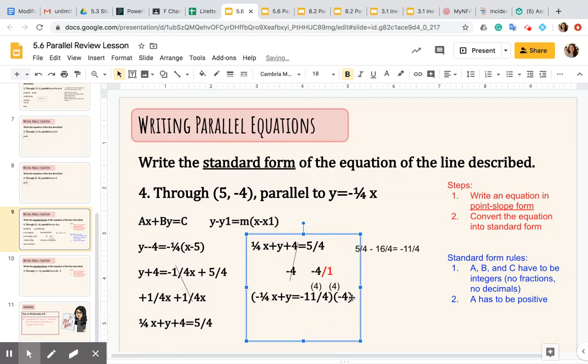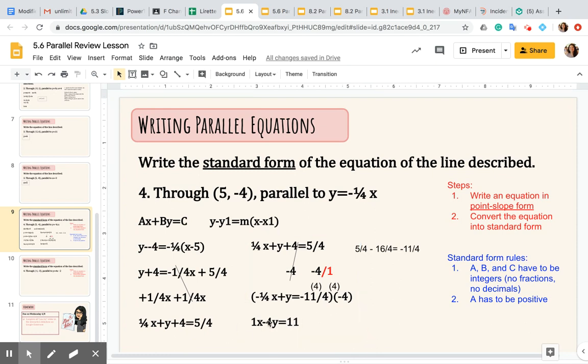Make it a little wider. There we go. So it's kind of like the distributive property. I'm going to take this negative 4 and multiply with this term. I want to make sure that it's inside the text box. There we go. Negative 4 times negative 1/4, that's going to give me a positive 1. Negative 4 times plus y is going to give me negative 4y. Negative 11 fourths times negative 4, those two negatives are going to give me a positive, and these two 4s are going to cancel, and I'm left with a positive 11.